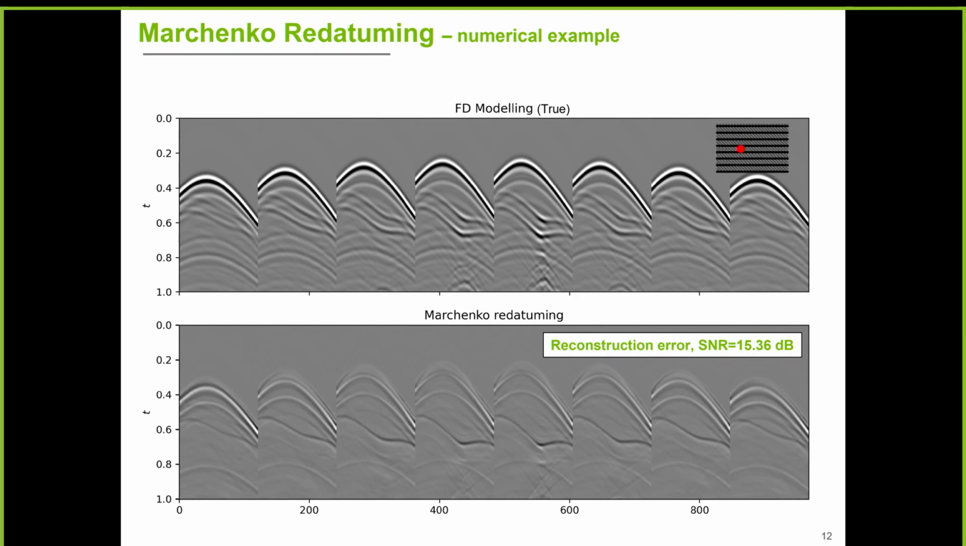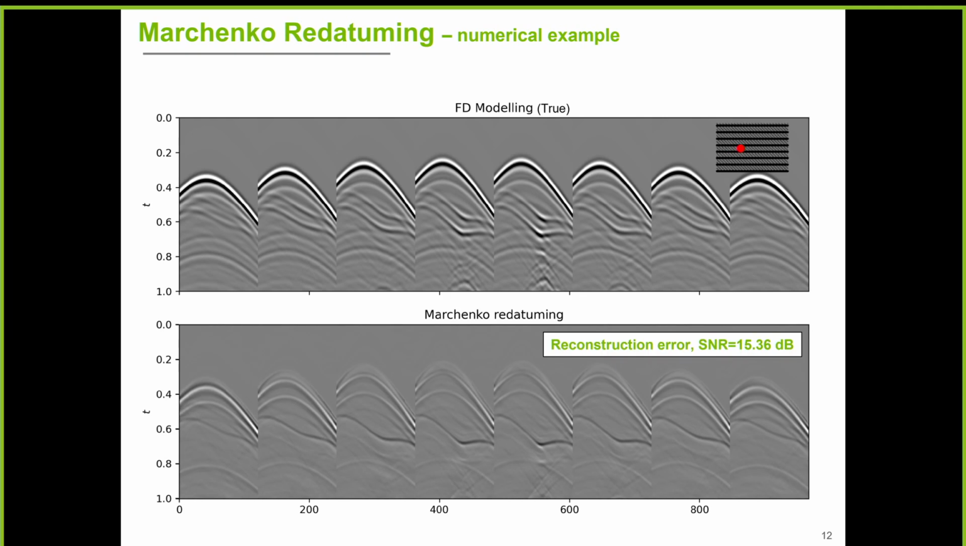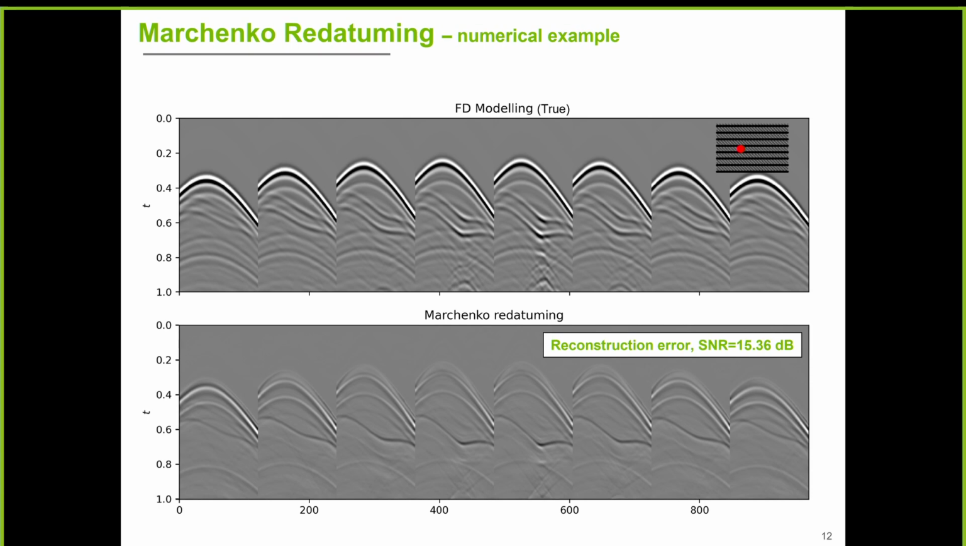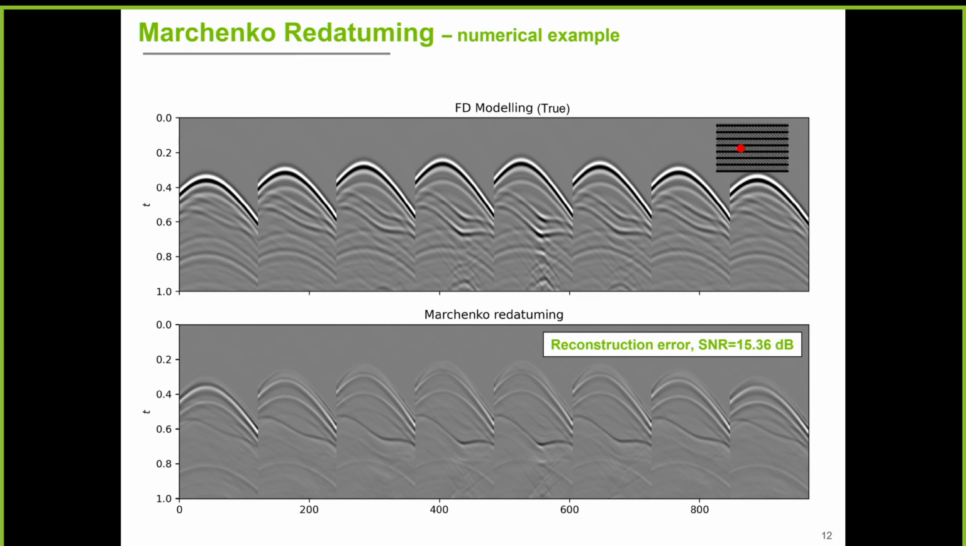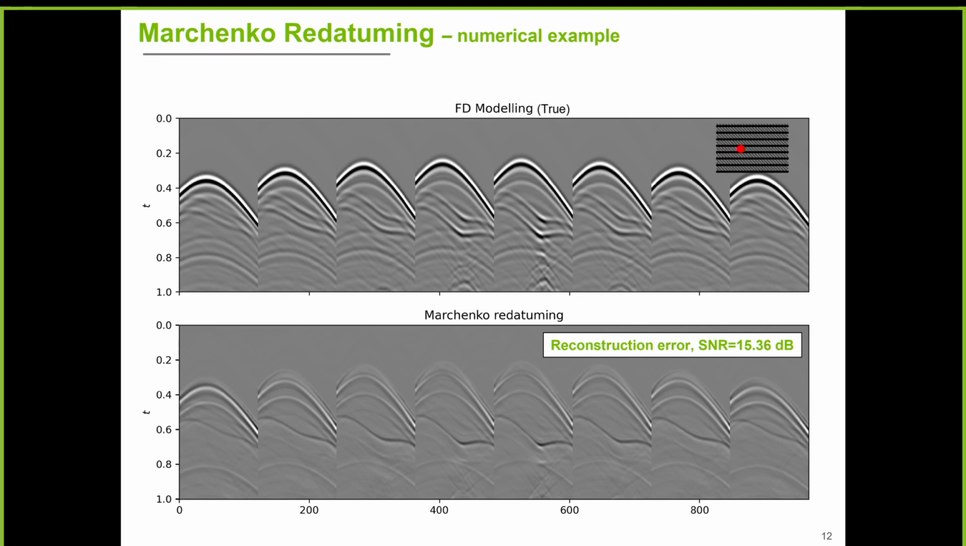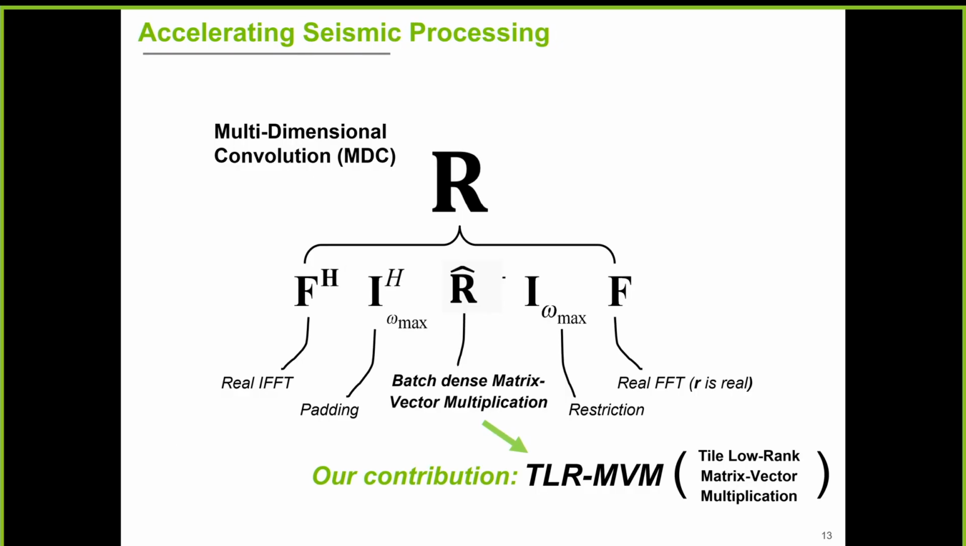So it is delivering a pretty good reconstruction, very low reconstruction error with an SNR of around 15 dB. So the Marchenko redatuming is our naive approach. This is when you do dense matrix vector multiplication. You don't apply any approximation, any mixed precision. This is our reference. All right, our contribution here is to basically take the kernel, batch dense matrix vector multiplication, and replace it.